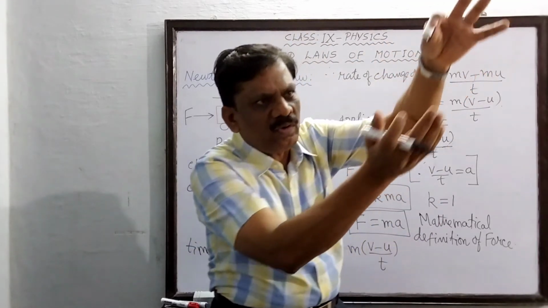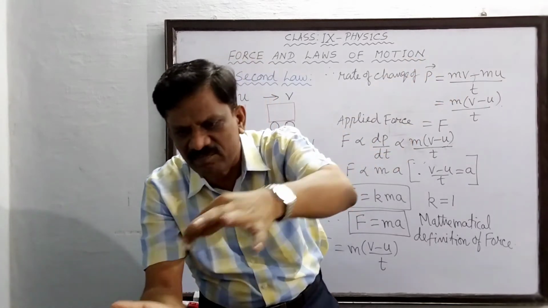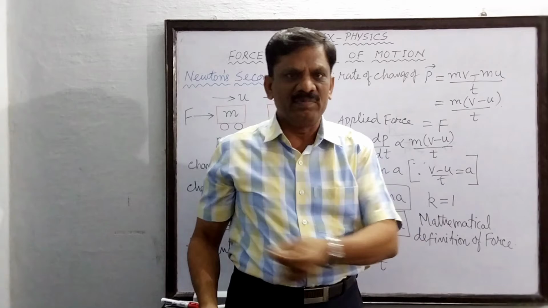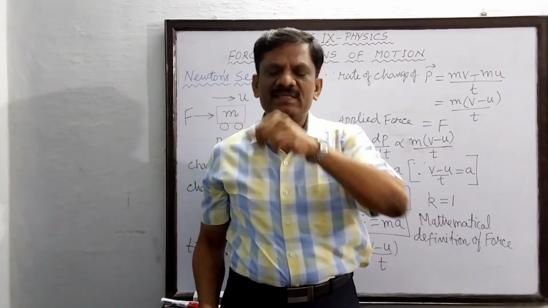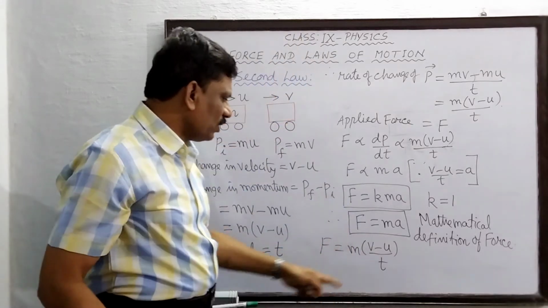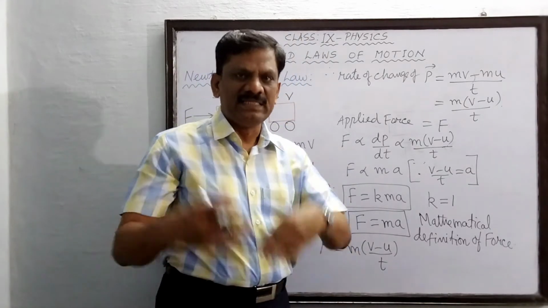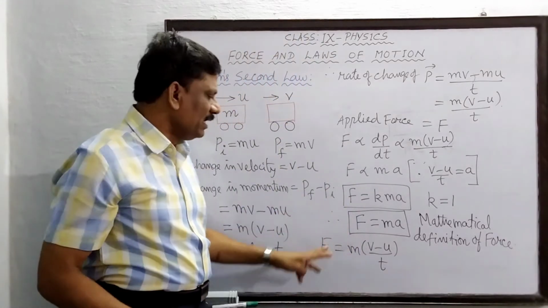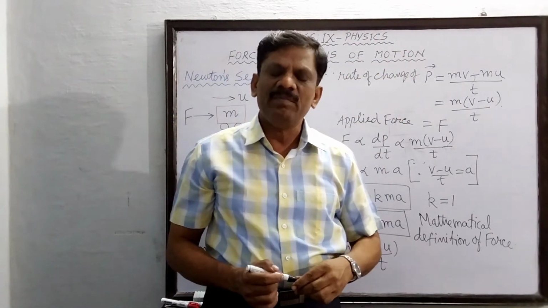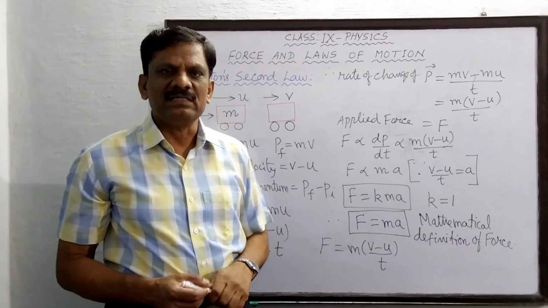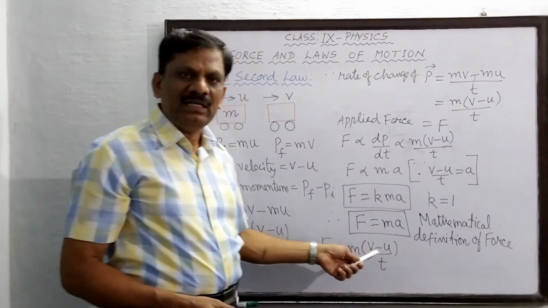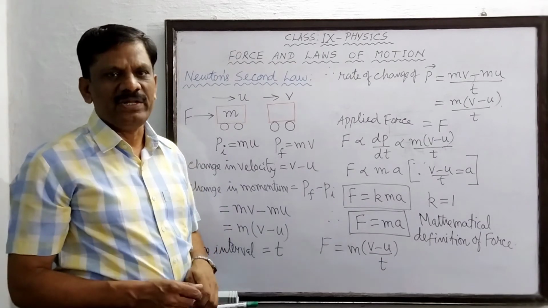Now what will happen if you delay the catch? Slowly, if you lower your hands and collect the ball somewhere, in this duration t can be increased or not? When you delay the catch, t gets increased. So when the t in the denominator gets increased, automatically the average force exerted by the ball on our hand will be reduced. Okay, students? So this average force exerted on our hand will be reduced.